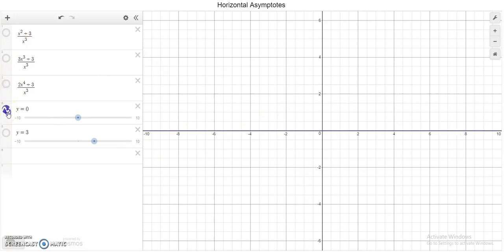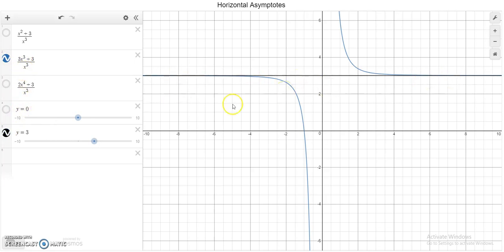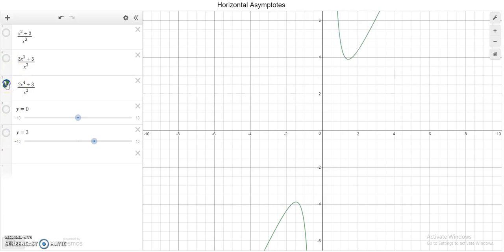So if we look here at the next function, we have where they are equal. So our rule states that it will be y equals a over b. So 3 over 1 equals 3. And there's our horizontal asymptote. And then our third rule, where the numerator is greater than the denominator, we have no horizontal asymptote.